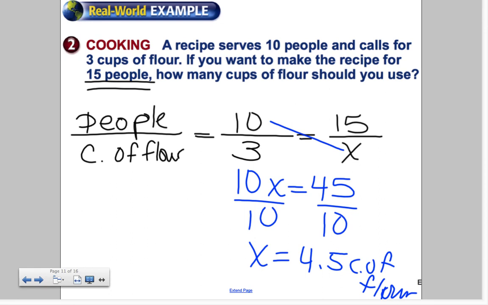Ever bake? Make some cookies? I like cookies. You want to do one more and then I'll let you guys practice some more homework? Is that cool? Sure.